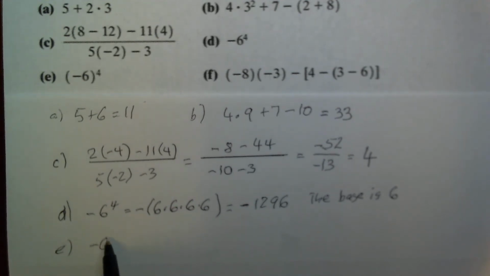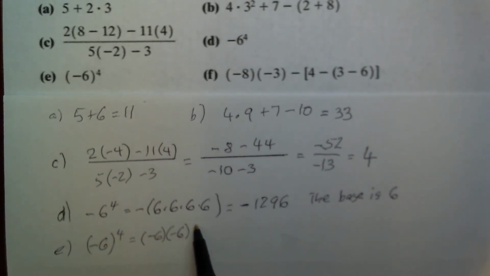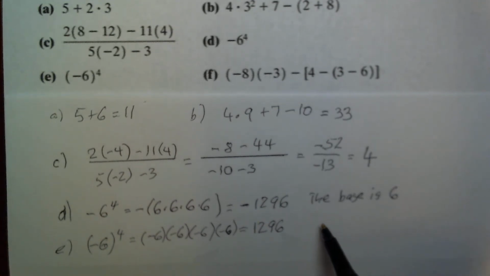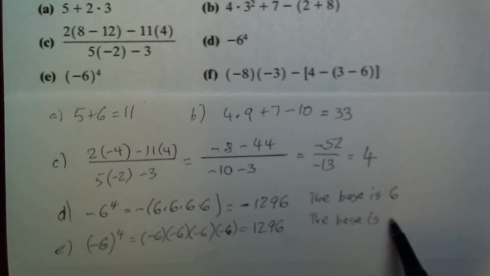E is minus 6 in parentheses to the 4th power. And so now we multiply minus 6 times minus 6 times minus 6 times minus 6. So a minus times minus is a plus, a minus times a minus is a plus. So the answer is positive 1296. So be sure to understand the difference between parts D and E. It's really critical. In many applications, you really need to have clarity about the difference in the results as far as the sign is concerned. So here the base is negative 6.